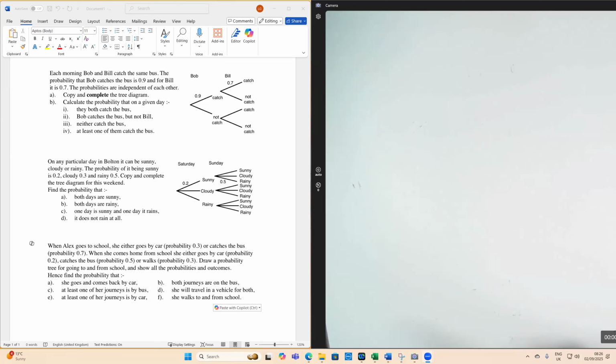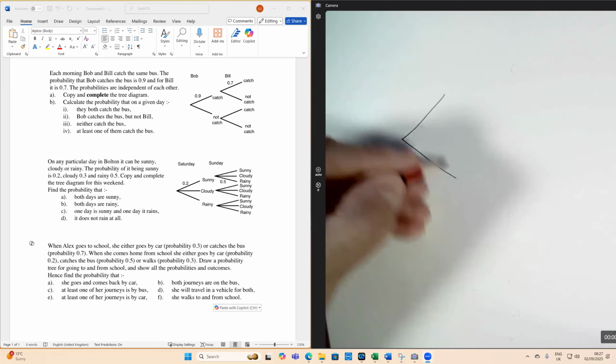So look at the first question. It says each morning Bob and Bill catch the same bus. The probability that Bob catches a bus is 0.9 and for Bill it's 0.7. The probabilities are independent of each other. Okay, so that means that one does not affect the other. So copy and complete the tree diagram.